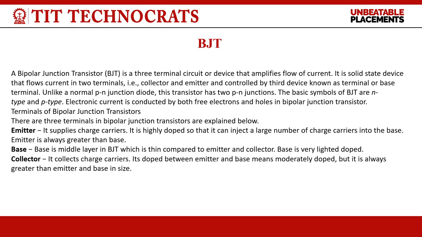The base is the middle layer in BJT, which is thin compared to the emitter and collector. The base is very lightly doped. And the third one is the collector. It collects the charge carriers. It is moderately doped, between the emitter and base, but it is always greater than the emitter and base in size.